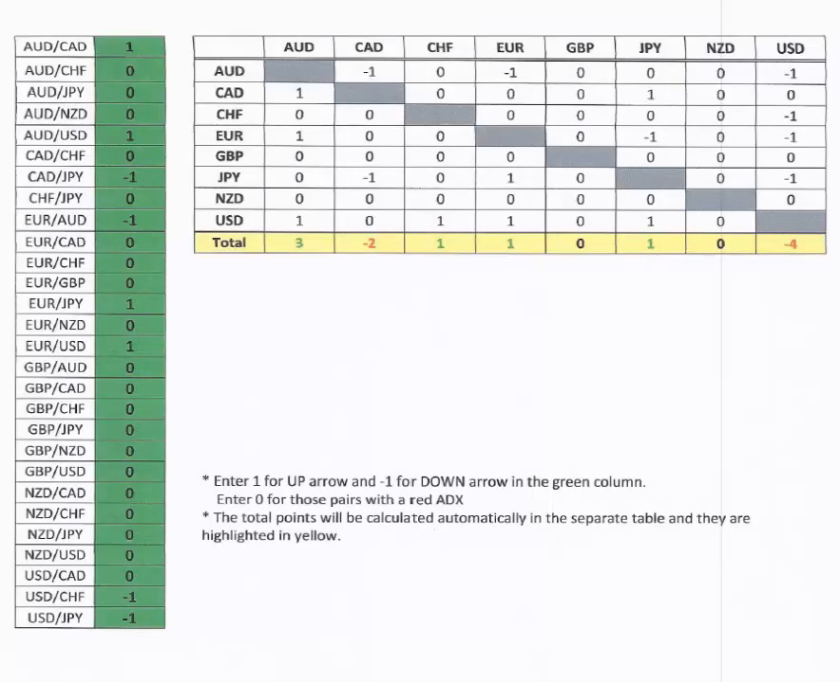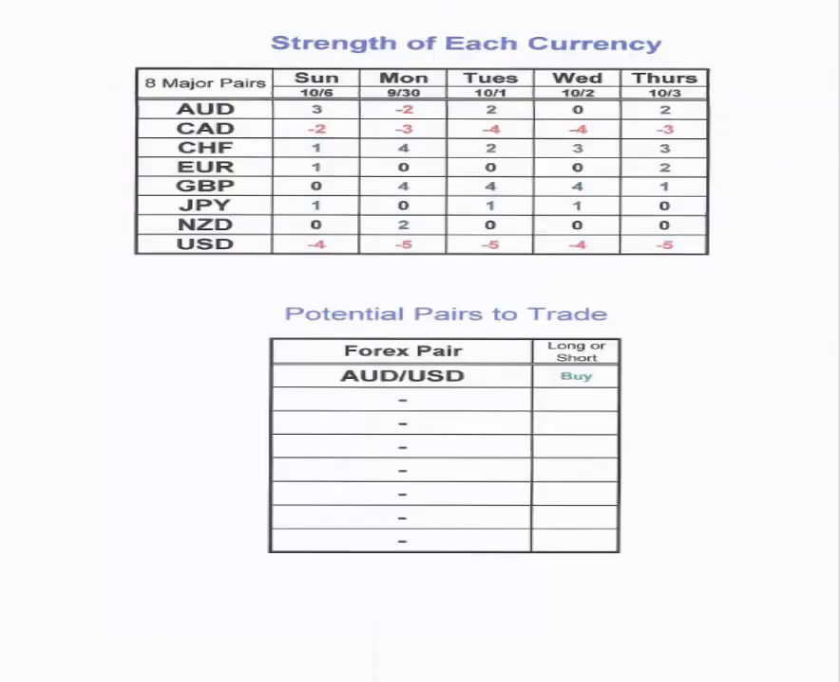What we do is we take the results from the ADX analysis and we plug it into our strength analyzer. This strength analyzer will give us the strength for each of the 8 currencies. From the strength analyzer, we put the results in this table. Today on Sunday, we had 1 strong currency and 1 weak currency. We're only going to use strong currencies between +3 and +7 and weak currencies between -3 and -7.